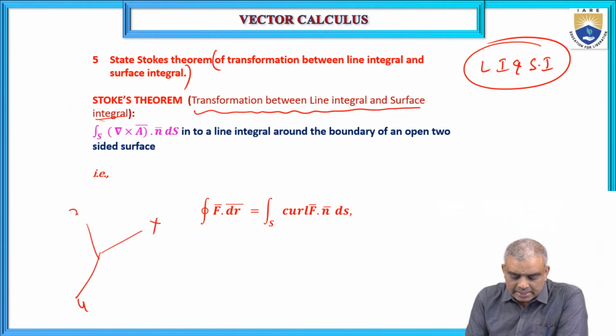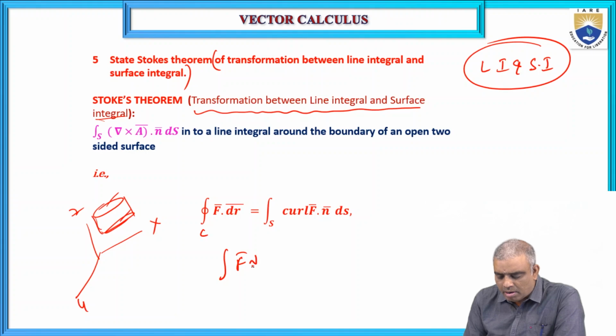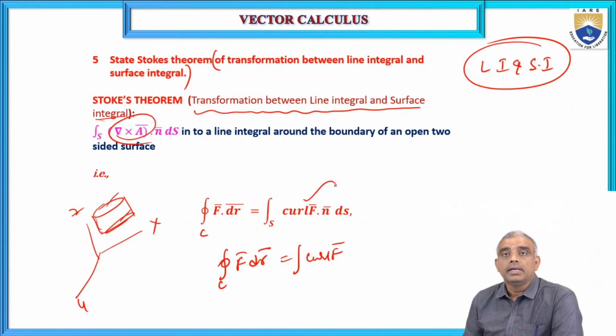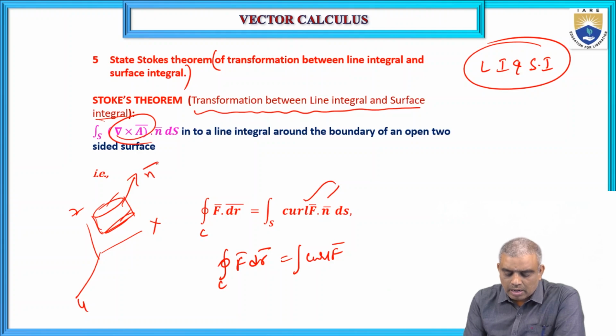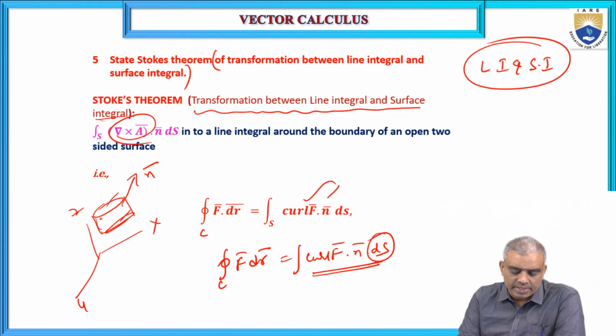Here we have the x-axis, y-axis, z-axis, and the surface is like this open two-sided surface. Then the line integral along the boundary of the open two-sided surface, the integral of f bar dot dr bar around the closed curve C, is equal to the integral of del cross f bar, which is curl f bar, dot n bar ds, where n bar is the unit outward normal vector and ds is the surface area of the given surface.